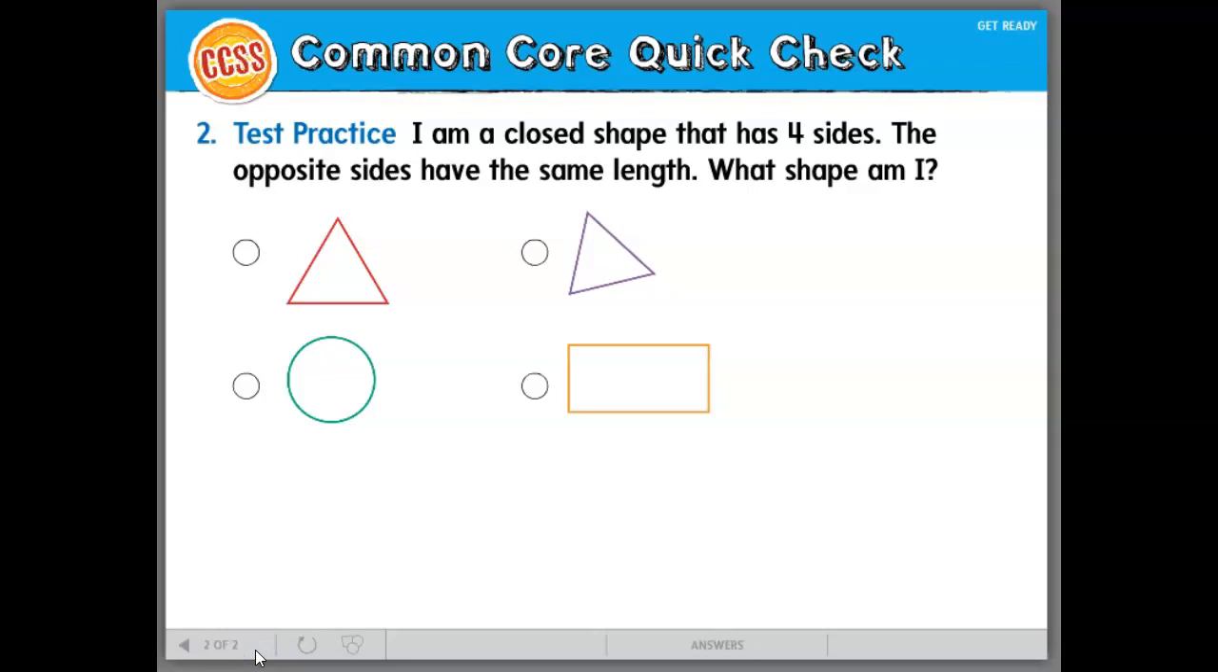Let's see if we can answer this one. It says, I am a closed shape. That means it's not open. I have 4 sides. The opposite sides are the same length. What shape am I? So let's find, does this shape have 4 sides? No. Does this one? No. How about this one? No. Does this shape have 4 sides? Yes. Are the opposite sides the same? So are these sides the same length? Yes. How about these ones? Yes. So the shape is a rectangle. Good job.